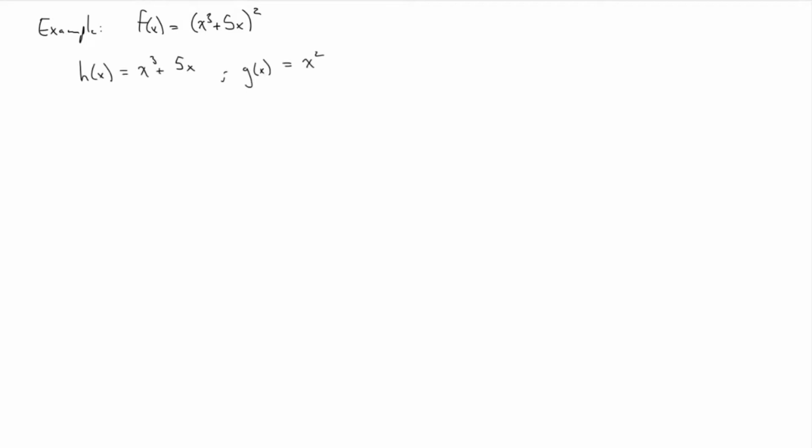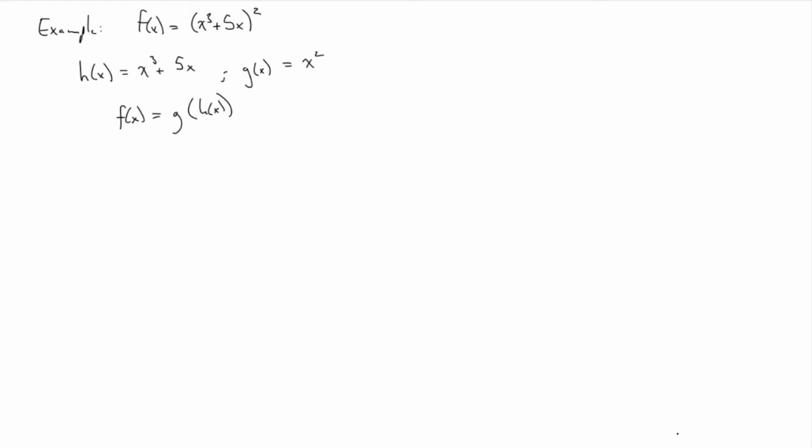In particular, if you take the two functions, h of x equals x cubed plus 5x, and g of x equals x squared, then f of x, the function we're interested in, is g of h of x. And if you have trouble with that, you think to yourself, well, what's g of 7? It's 7 squared. What's g of 9? It's 9 squared. What's g of q? It's q squared. What's g of x cubed plus 5x?